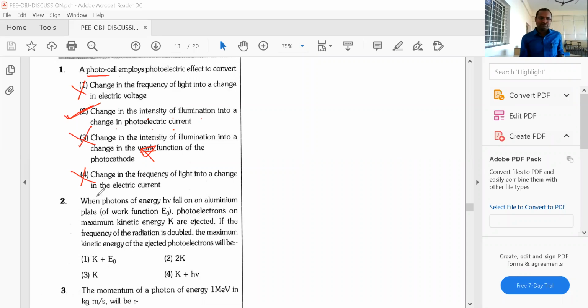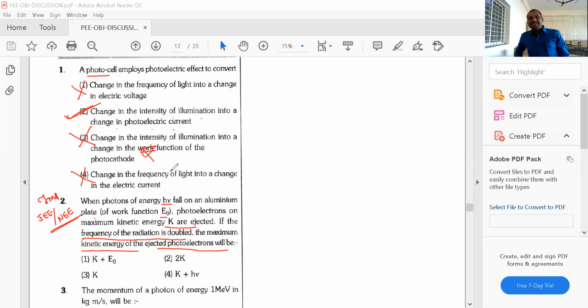Next, question number 2. When photons of energy h nu fall on an aluminum plate of work function E naught, photoelectrons of maximum kinetic energy K are ejected. If the frequency of radiation is doubled, the maximum kinetic energy of ejected photoelectrons will be. These are important questions for JEE students as well as NEET students. If you want, you can refer to your previous year papers to see this type of JEE question. So let us see.